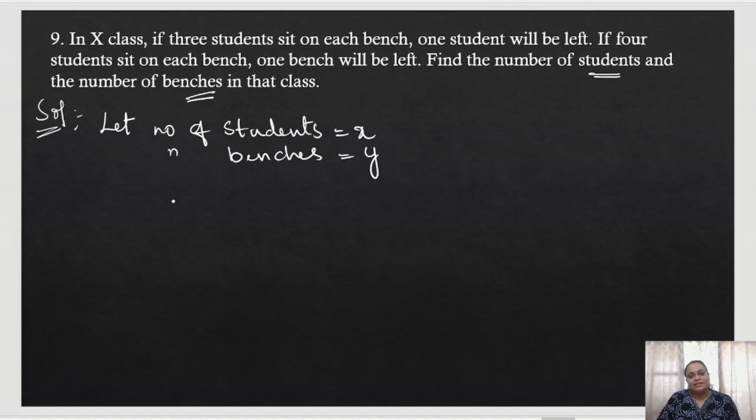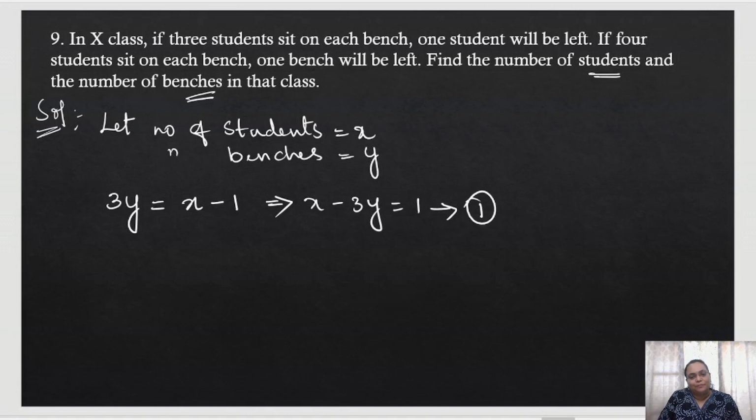Okay. So see the question. If 3 students sit on each bench, so we have assumed benches as y, right? So 3 students sitting on each bench, that is 3y. How many students will be left? 1 student will be left. So x minus 1. So from here the equation can also be written as x minus 3y is equal to 1. Okay. So this is our equation number 1.